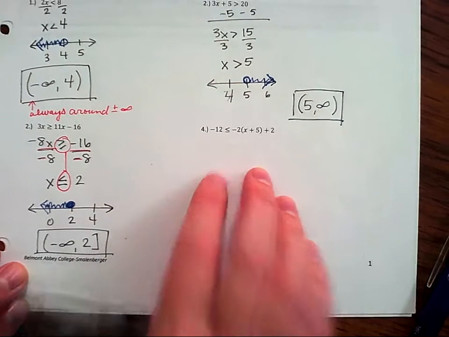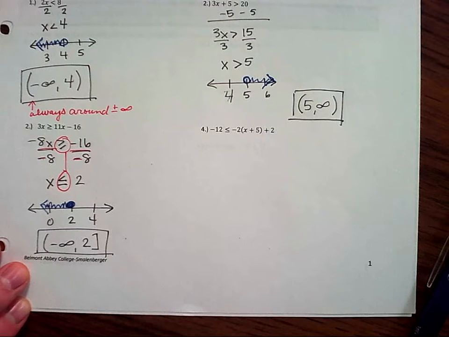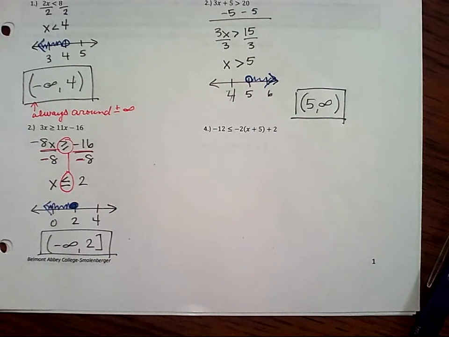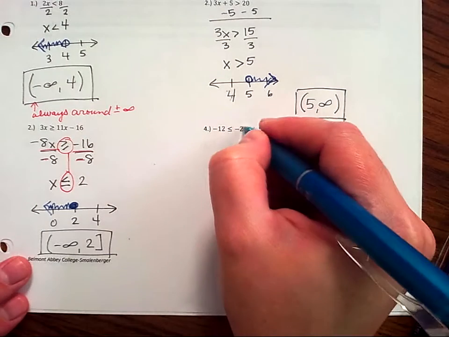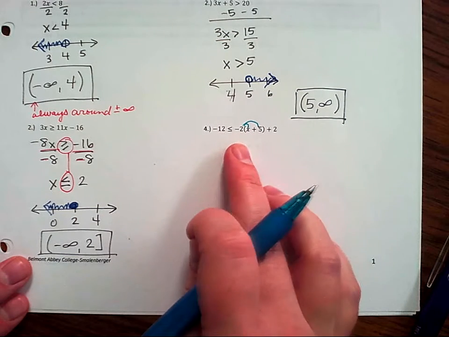All right, what do you think about number 4? Distribute first. So it's still linear, so I need to simplify both sides. And then get everything with an x on one side, everything without an x to the other side. Good. So I'm distributing the -2. So here I'm distributing the -2.